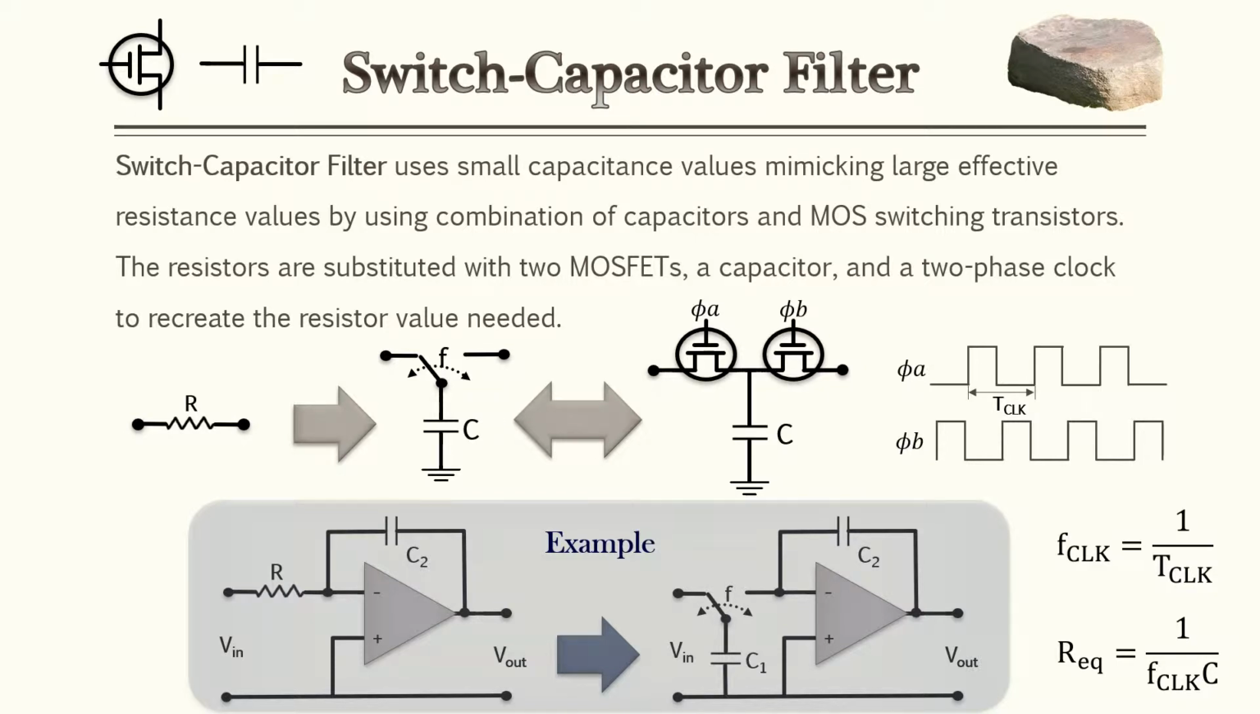With switch capacitors, you remove all the resistors and you replace them with 2 MOSFETs, a capacitor, and a 2-phase clock. And with these particular components, you can recreate any resistor value you want. In the bottom right here, we have just 2 simple equations with a single capacitor and a clock to create the resistor we want. And we'll go over this more in the example problem.